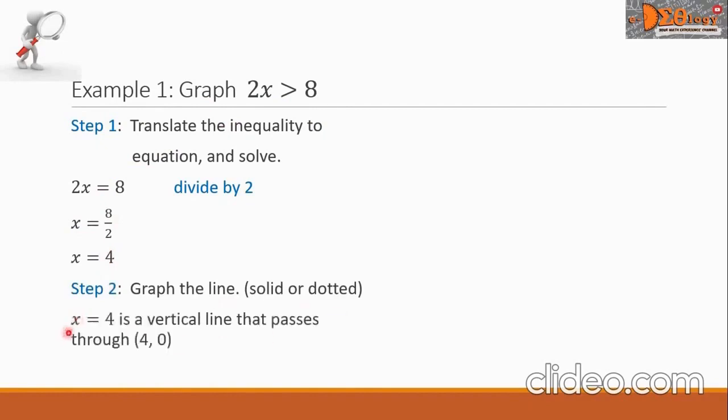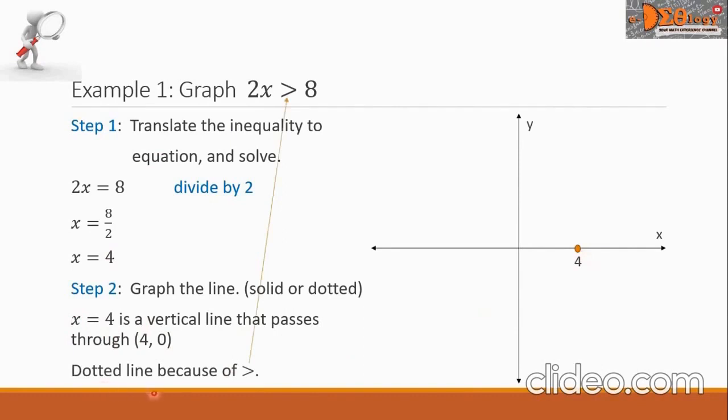We know that the equation x equals 4 is a vertical line that passes through the point (4, 0). So let us draw our x and y axis. Let us plot the point (4, 0). And this is the point. Now, let us draw a dotted line because the inequality symbol is greater than. Remember, we use dotted line for greater than or less than symbols. And here is the line, or I should say the dotted line.